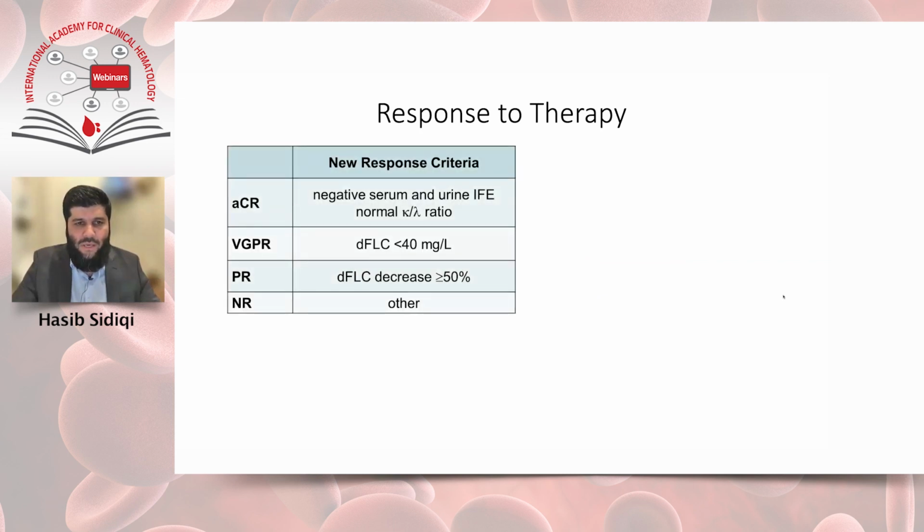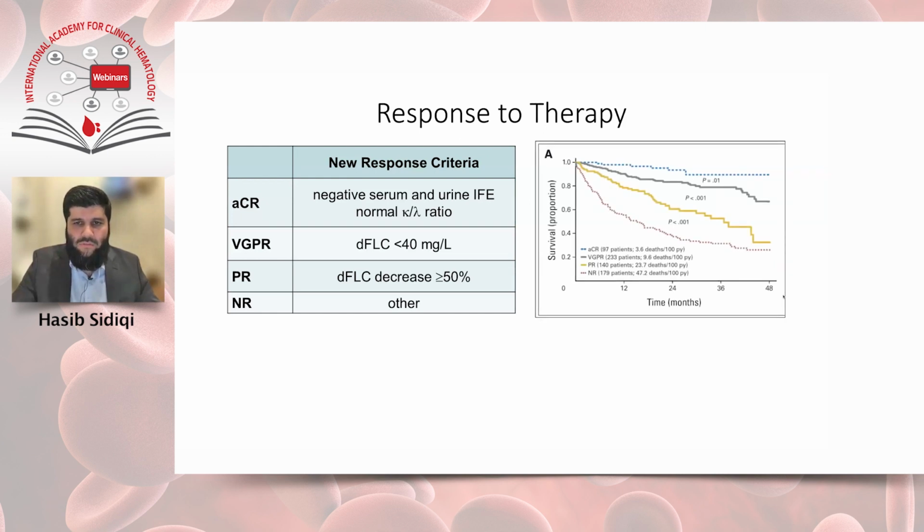Well, we categorize hematologic response based on the serum free light chain assay. As you can see, patients who achieve a dFLC decrease of more than 50% have a partial response, and then we have a categorization for a very good partial response and a complete response. The importance of hematologic response is that it is highly associated with survival. The deeper your response, the better your outcomes.